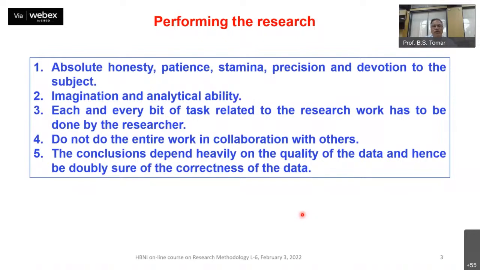perseverance. You might be required to be awake for 24 hours sometimes. And you also work with precision and devotion to the subject. So all these are the qualities of a good research worker. And in addition to that, you need to have the imaginative power.